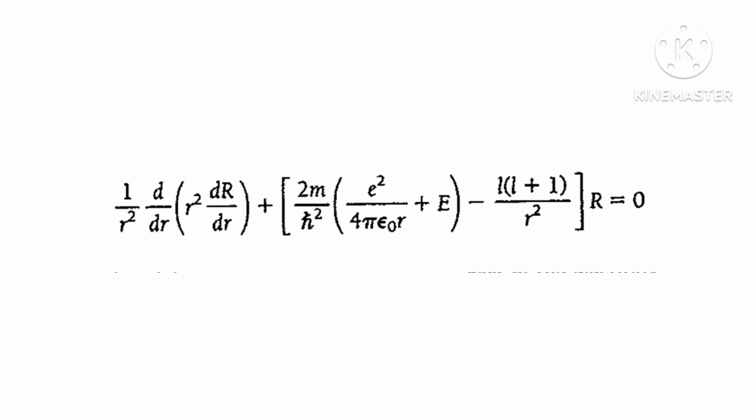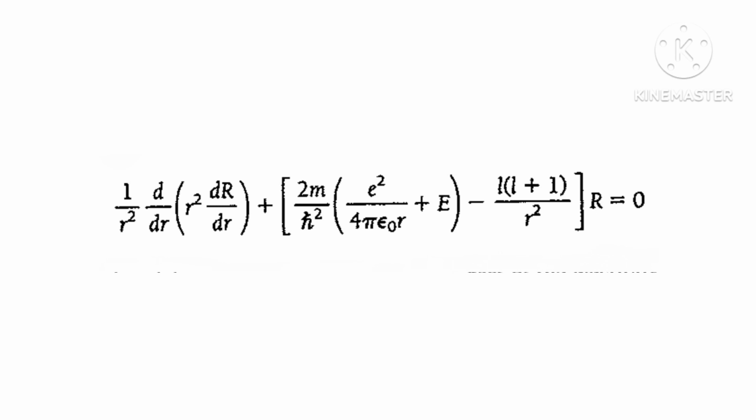Taking the differential equation for the radial part R of the wave function psi, we get the equation (1/r²) d/dr (r² dR/dr) + (2m/ħ²) [e²/(4πε₀r) + E − l(l+1)ħ²/(2mr²)] R = 0. This equation only concerns the radial aspect of the electron's motion, that is, its motion towards or away from the nucleus.